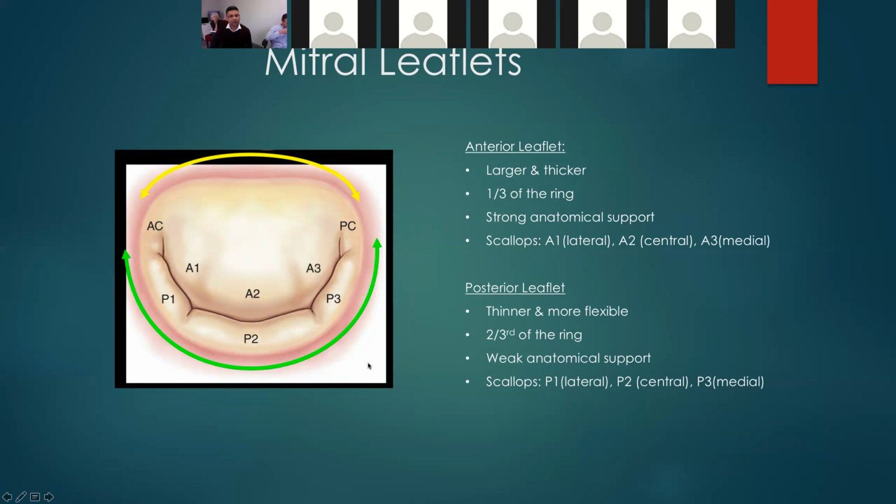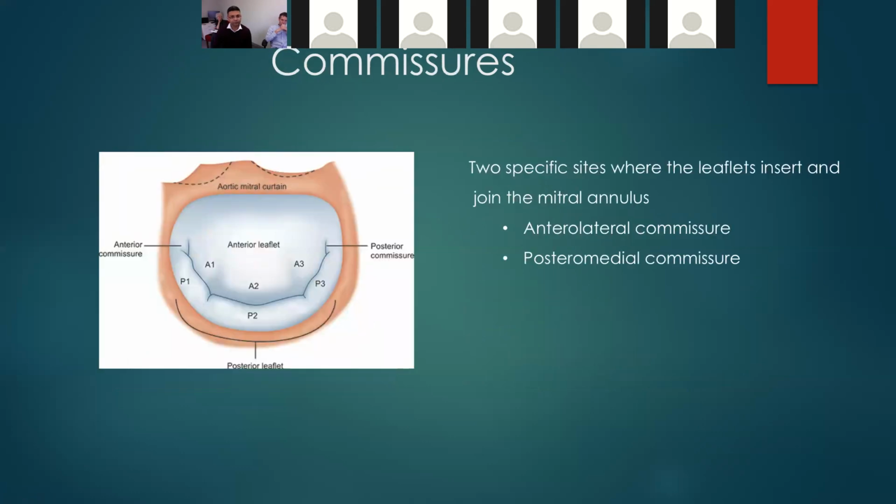And because the posterior leaflet has weak anatomical support, that's why posterior valve prolapse is more common as compared to anterior. And commissures, a couple of commissures, anterior lateral and posterior medial. These are basically specific sites where the leaflet inserts with the mitral annulus.